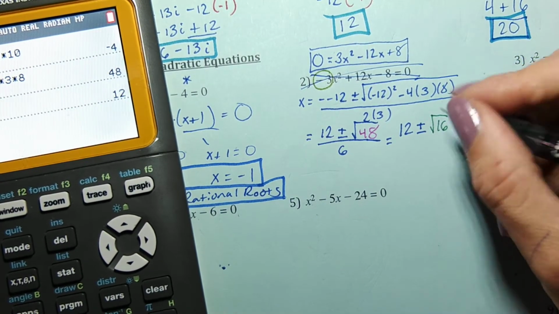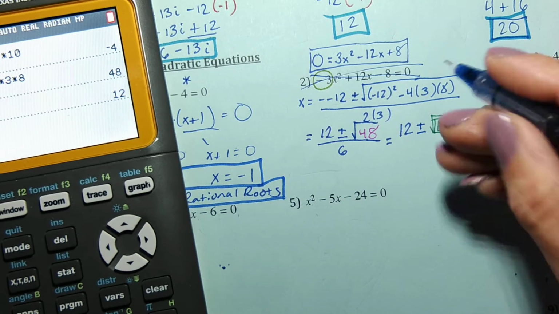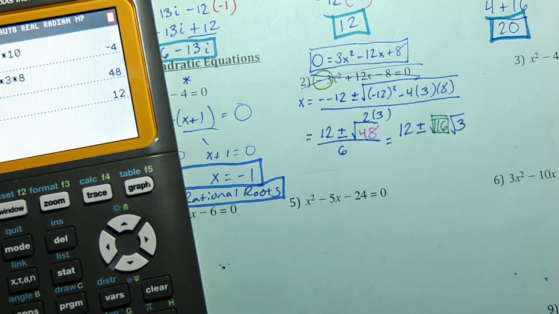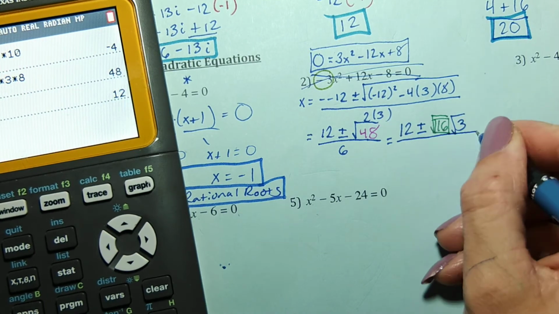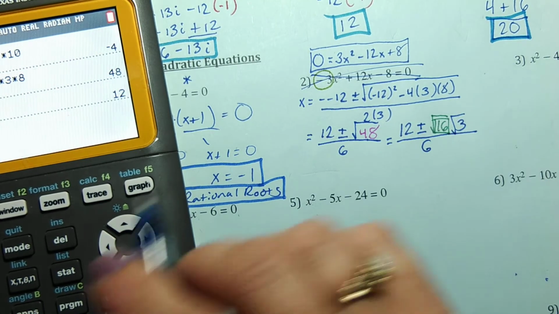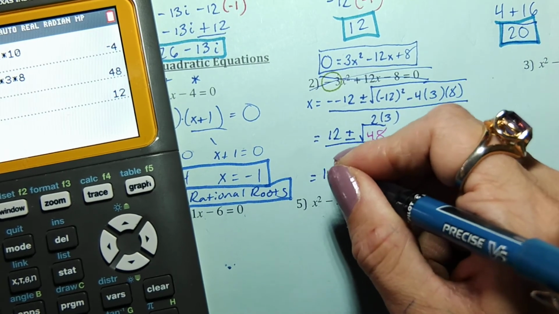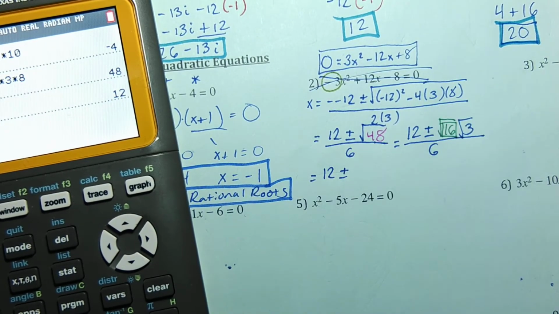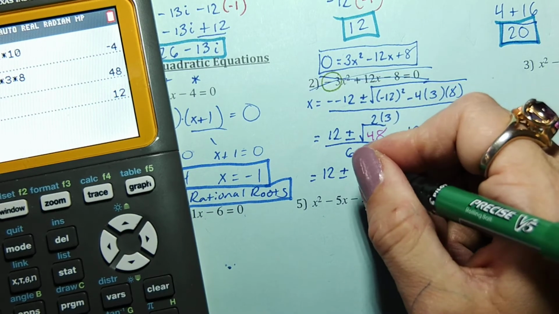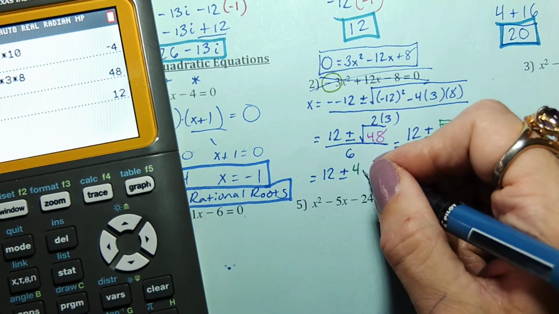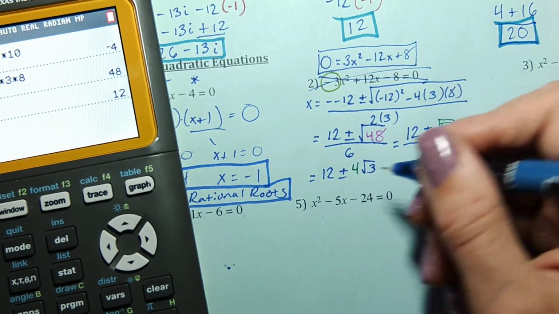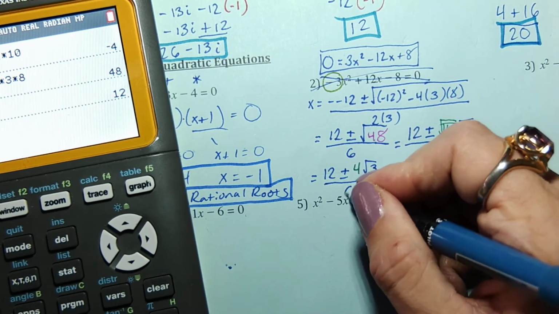And your other non-perfect square factor would be 3. This is all over 6. We have to completely simplify the radicals first before we do anything else. So 12 plus or minus, the square root of 16 is 4. So 4 rad 3. All over 6.